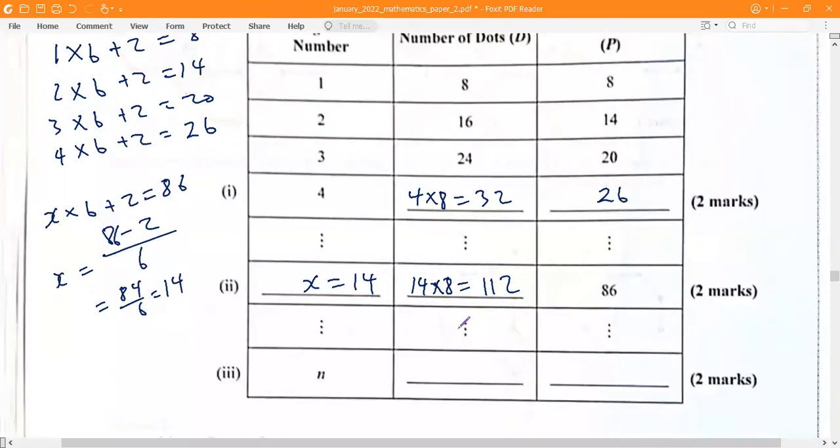All right, let's get n now. We have n, and we know we have to multiply 8 times n to get the number of dots. To get the perimeter, we have to multiply 6 times n plus 2, as we found out here by trial and error up here. We multiply 6 by the figure number, and then we add 2 to get the perimeter.